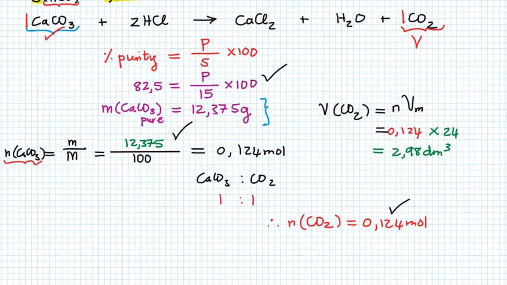Number 3, you're going to get a mark for stating that the number of moles of carbon dioxide is equal to the number of moles of calcium carbonate, since the ratio is 1:1 according to the balanced chemical equation. Number 4, you're going to get a mark for your substitution into the formula to calculate the volume of carbon dioxide. And the 5th mark you are going to obtain for your final answer.